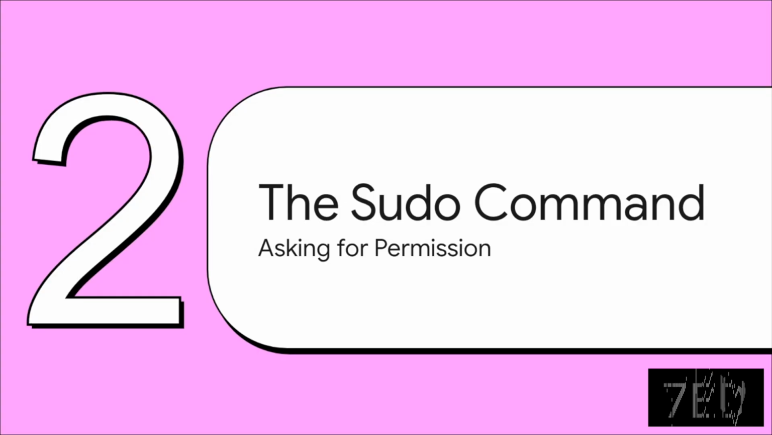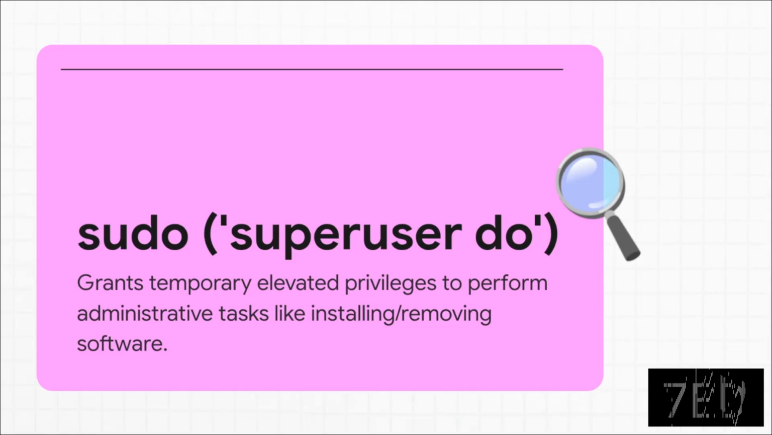Okay, but here's the thing. You can't just stroll into a real library and start rearranging all the shelves, right? You'd need permission. It's the same thing in Linux. When you want to make big changes to the system, like installing a brand new application, you also have to ask for permission first. And that permission slip? It's a command called sudo, which is short for superuserdo. Think of it as the system's security guard. It temporarily gives you administrative powers, but, and this is key, only for the one specific task you're about to do, and only after you prove you're allowed to.